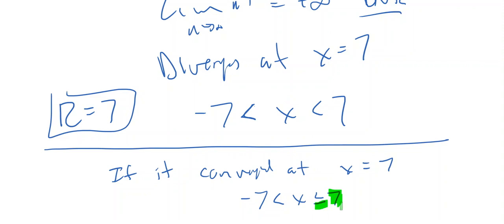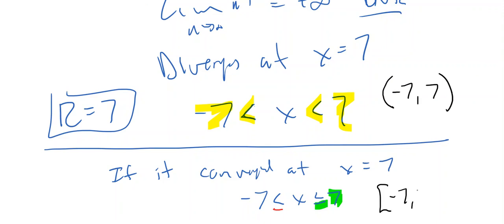The same thing would be true with the -7. If it converged at -7, then we would put in the less than or equal to -7, and it would converge at both of those. But in this problem, it diverges at -7 and it diverges at 7, so we use only the less than inequality. Or in interval notation, it would simply be parentheses -7, 7. Down here, if it converged at both, it would be brackets -7, 7. And of course, it could converge at one endpoint and diverge at another endpoint.